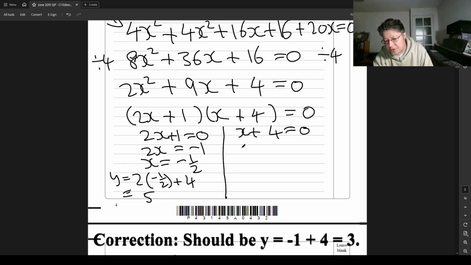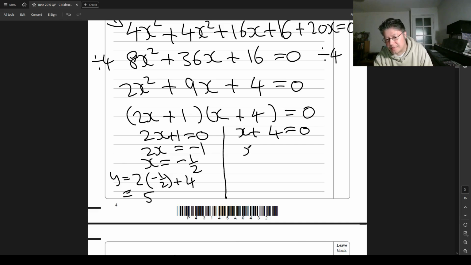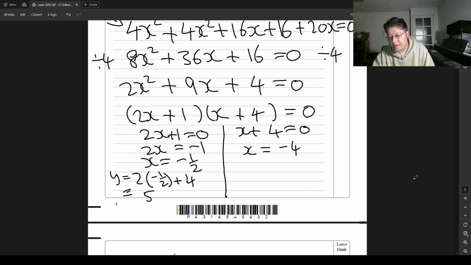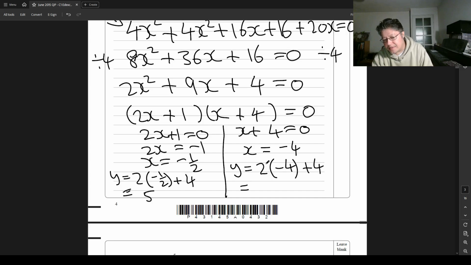And for the second solution, we'll solve for x. X equals minus 4, and again we'll substitute that into y equals 2x plus 4. So we get y equals 2 and x is minus 4 plus 4. So that gives us minus 8 plus 4 is minus 4. So the second solution is x equals minus 4 and y equals minus 4.